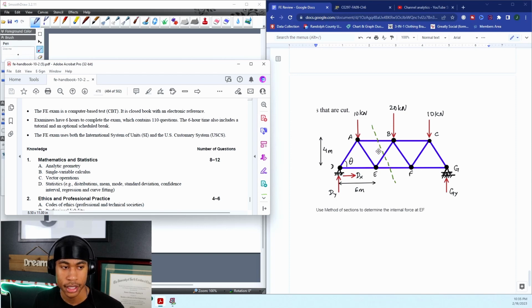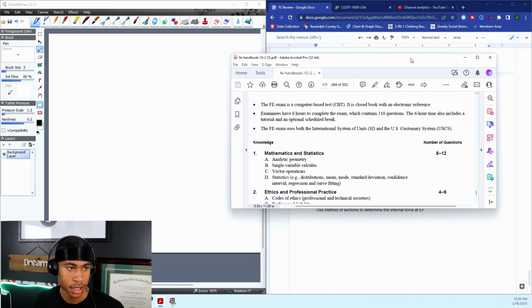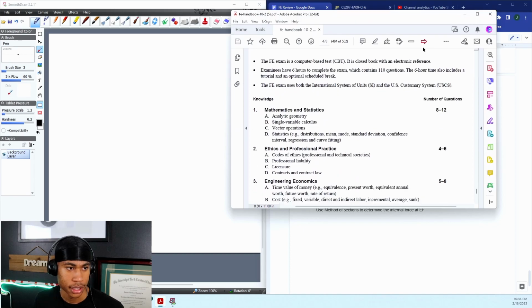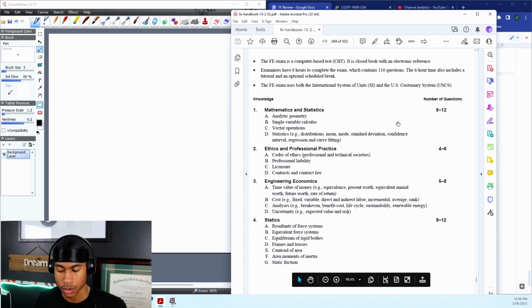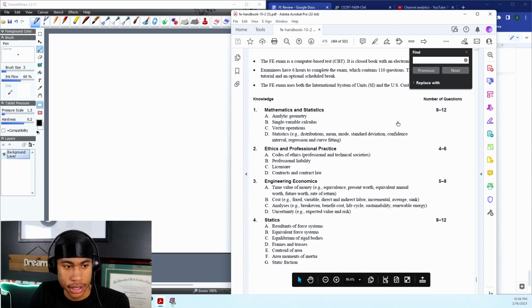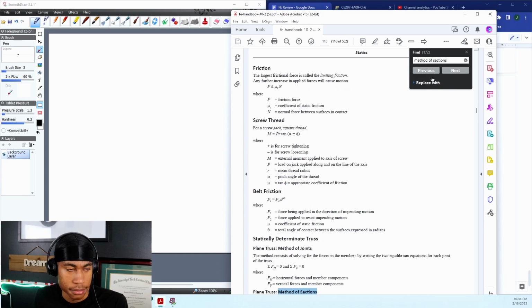I can maybe take a moment or something to get that force there. But before I even take a look at the problem, I normally ask myself, can I use the FE manual for this problem? You can search something up really quickly. I normally do Control-F and search "method of sections," and there's 12 things that come up.